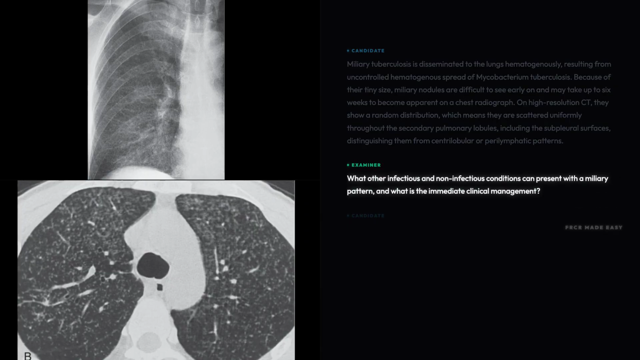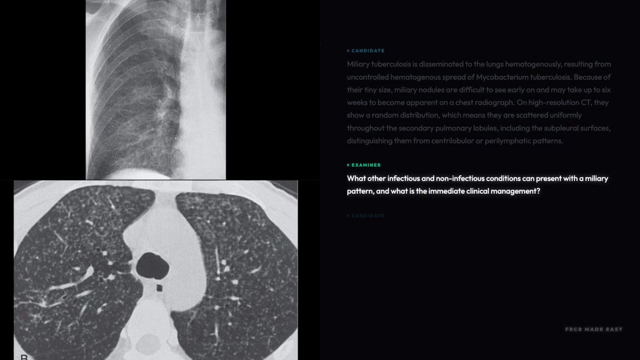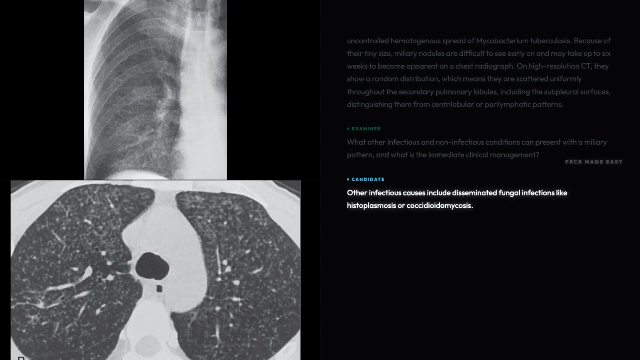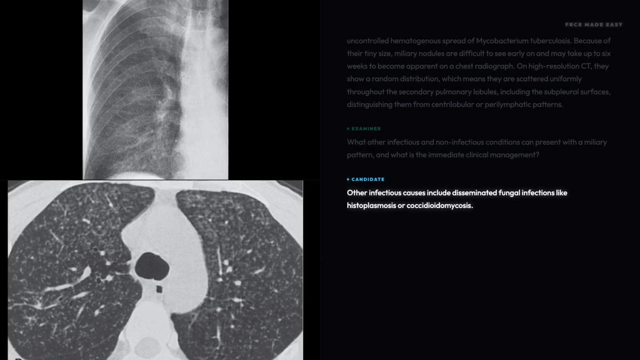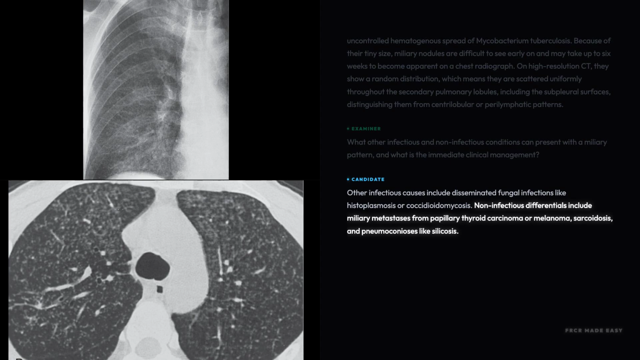What other infectious and non-infectious conditions can present with a miliary pattern? And what is the immediate clinical management? Other infectious causes include disseminated fungal infections like histoplasmosis or coccidioidomycosis. Non-infectious differentials include miliary metastases from papillary thyroid carcinoma or melanoma, sarcoidosis, and pneumoconiosis like silicosis.